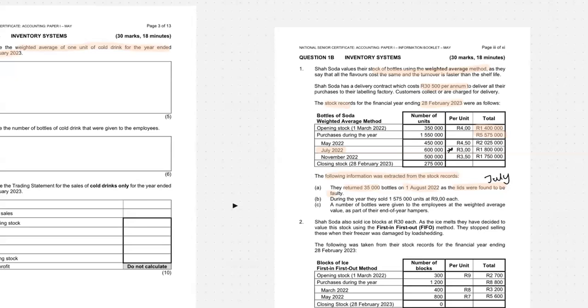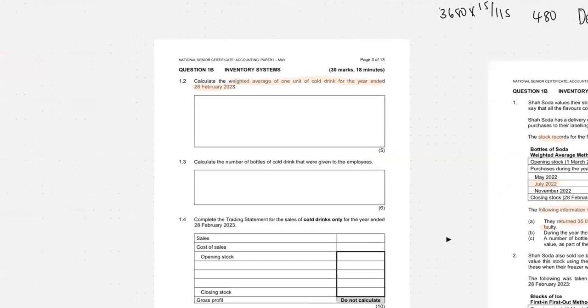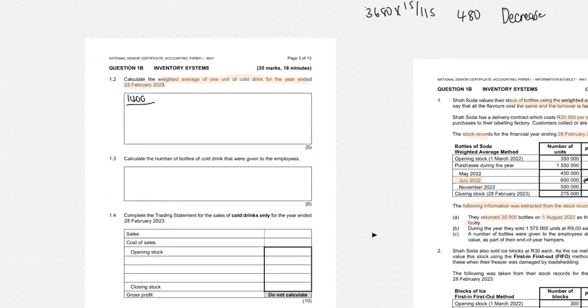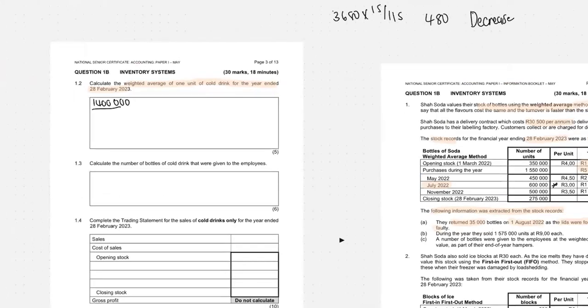So like I said, at the top, it's the value of those units, and at the bottom, you're putting in the number of the units. So opening first, starting off with our opening. Our opening stock total value is 1.4 million. And then at the bottom, we put the number of units, and that has been given as 350,000.